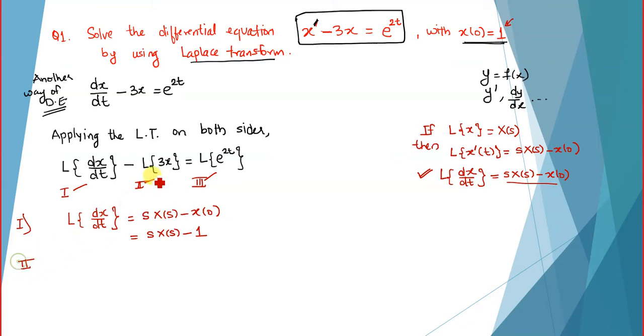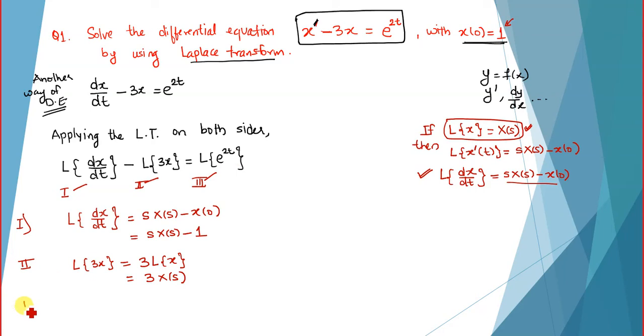For the second term, Laplace of 3x. Now 3 is a scalar, we can take it outside: 3 times Laplace of x. Now what is Laplace of x? This we will get from the rule. Laplace of x is X bar, X of s. So this gives you 3 times X of s.